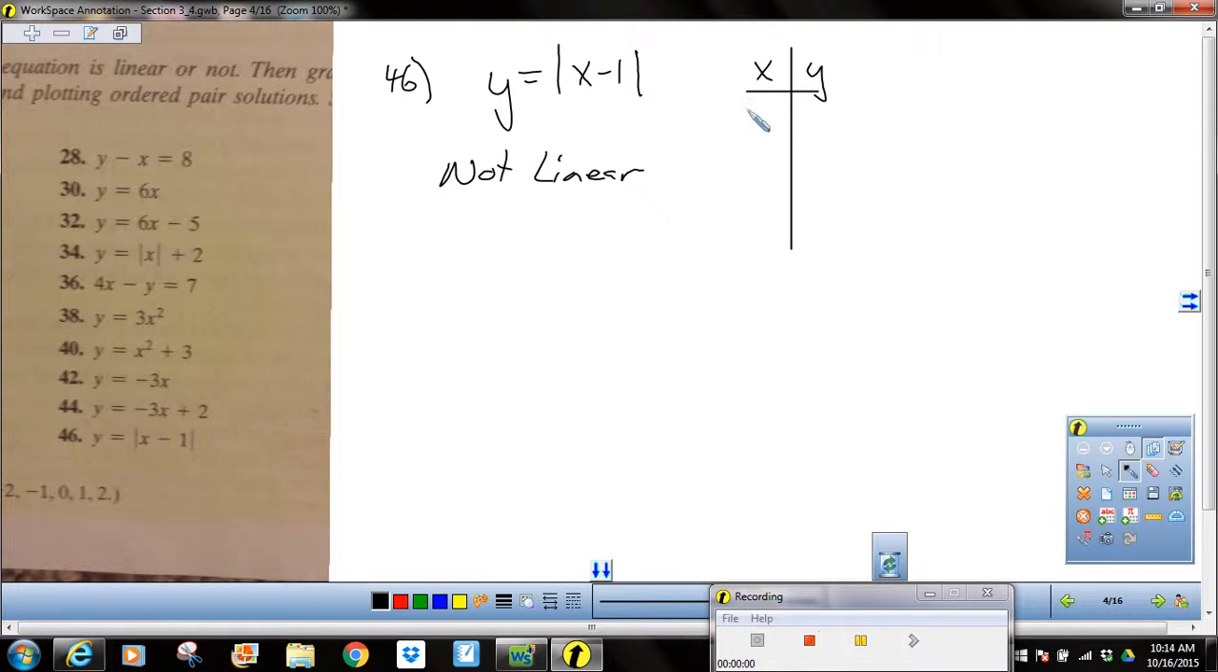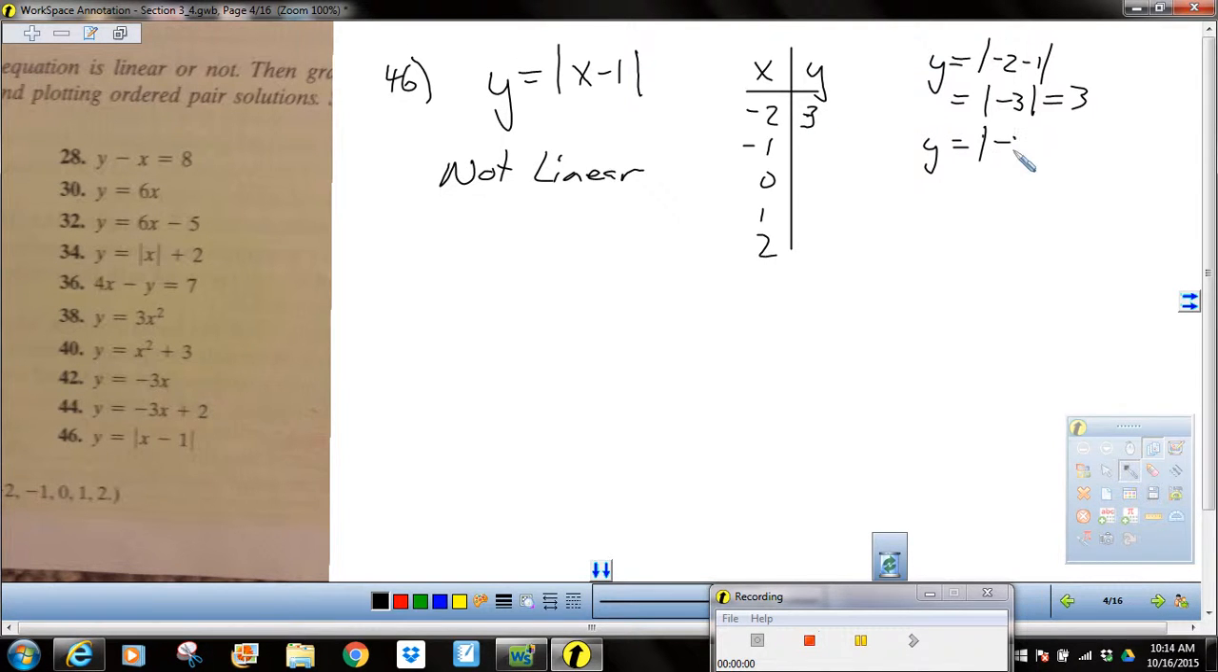Okay, let's choose a few numbers to plug in: -2, -1, 0, 1, 2. Because it is not linear, I chose more numbers than usual. -2 minus 1 is -3. The absolute value of -3 is 3. -1 minus 1 is -2, and the absolute value of -2 is 2.